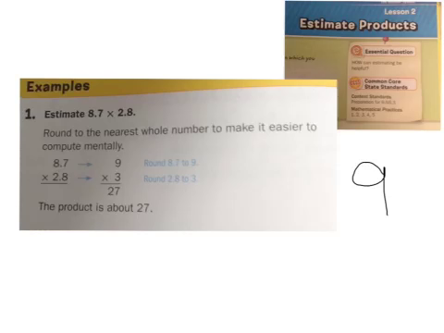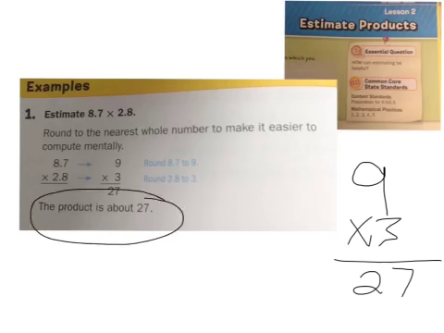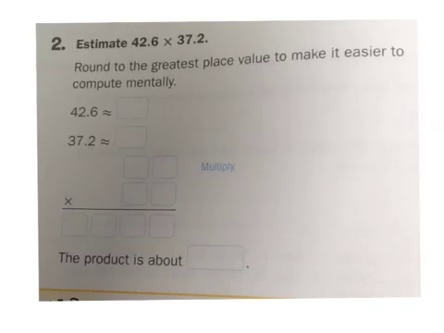Now, the next number we need to do is 2.8, because we're multiplying 8.7 times 2.8. So we want to change 2.8 to the nearest whole number. Well, 2.8 is closest to 3, so we're going to round up. So we're really taking 9 times 3. Well, we should all know that 9 times 3 is 27. So our estimation is about 27. Whenever we use estimation, we're going to use this word about.